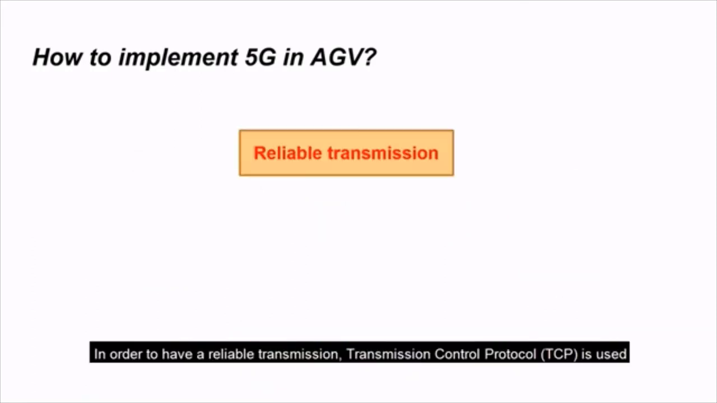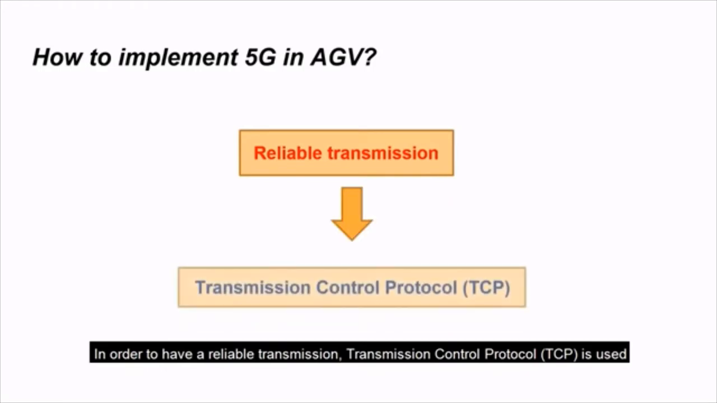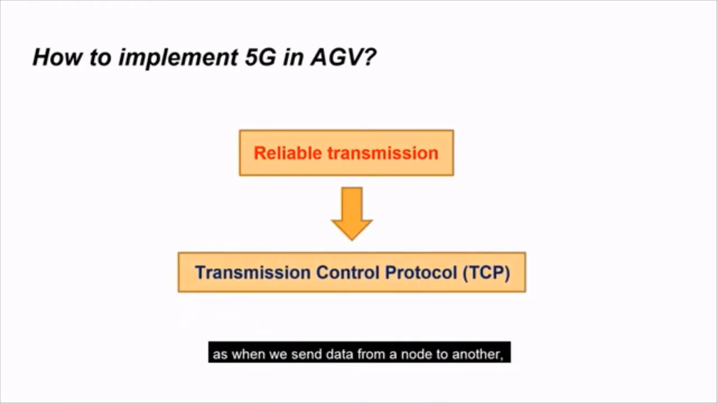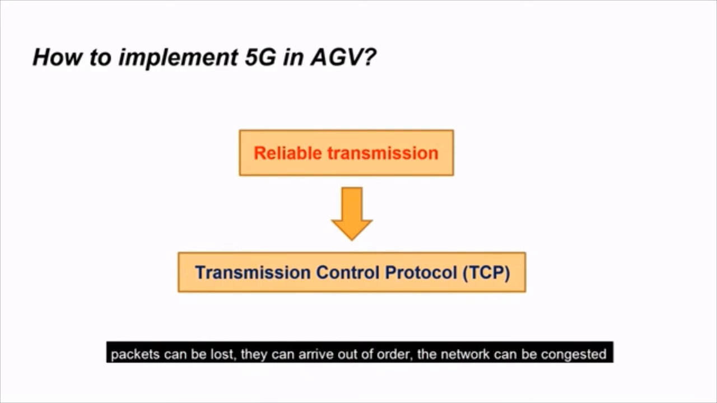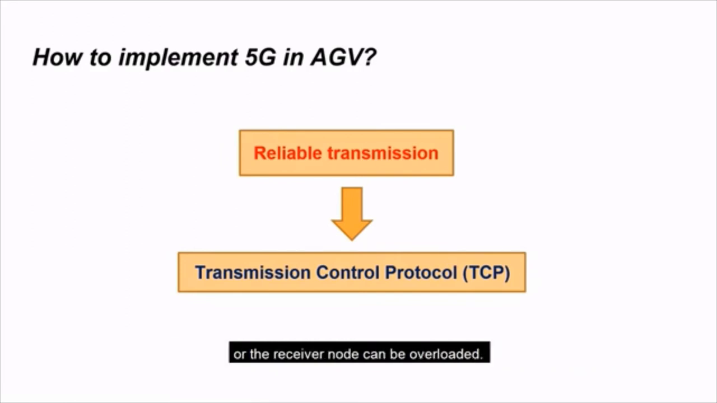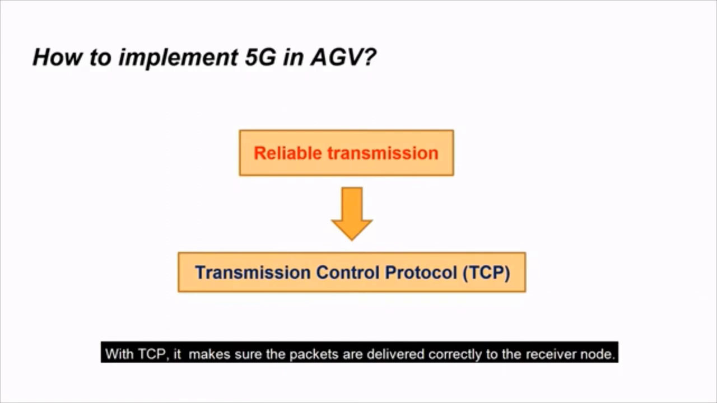In order to have a reliable transmission, Transmission Control Protocol, TCP, is used, as when we send data from a node to another, packets can be lost, they can arrive out of order. The network can be congested or the receiver node can be overloaded. With TCP, it makes sure the packets are delivered correctly to the receiver node.